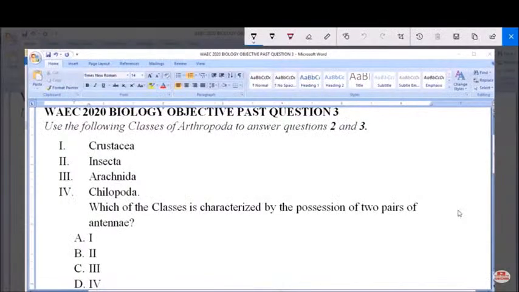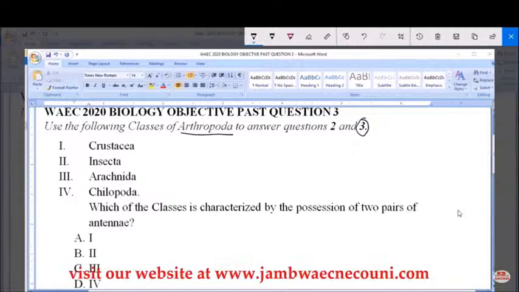And 20 Biology Objective Past Question 3. Use the following classes of Arthropoda to answer questions 2 and 3. So we have classes under the phylum Arthropoda that we are to use to answer 2 and 3, and this is question 3. So we have Crustacea, Insecta, Arachnida, and Chilopoda. Which of the classes is characterized by the possession of 2 pairs of antennae? A. 1, B. 2, C. 3, D. 4.